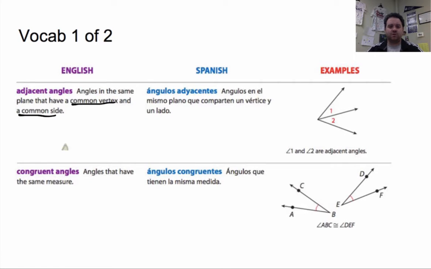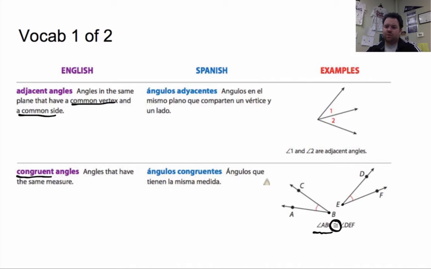So then we come to congruent angles. And remember, congruent in geometry means the same. So congruent angles are just angles that have the same measurement. So angle ABC, which you can see the symbol of it here, it's got the little shape. That means angle ABC, so from A to B to C, is congruent. This symbol here means congruent with angle DEF.